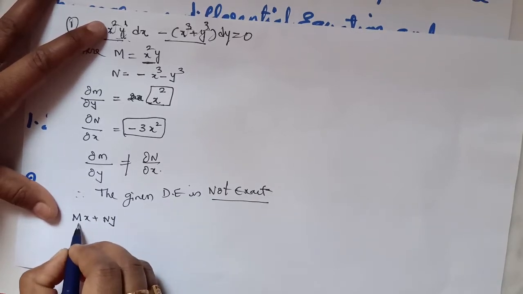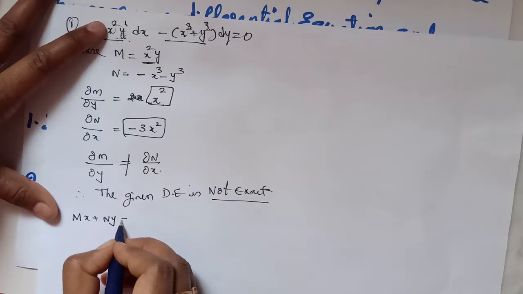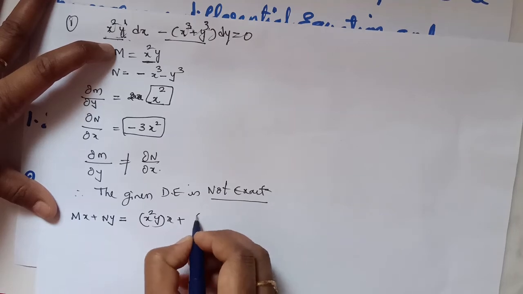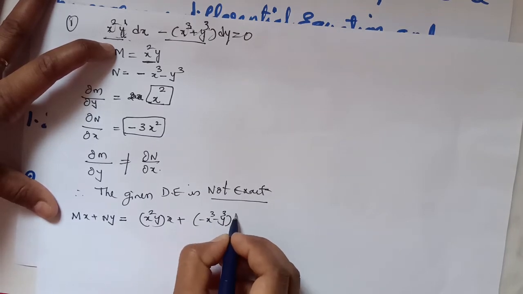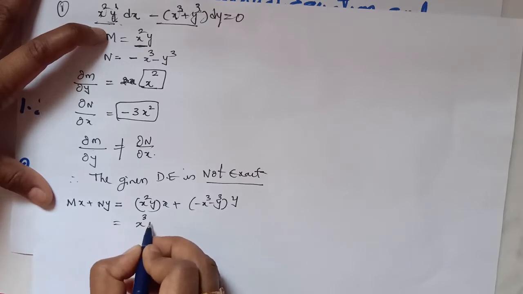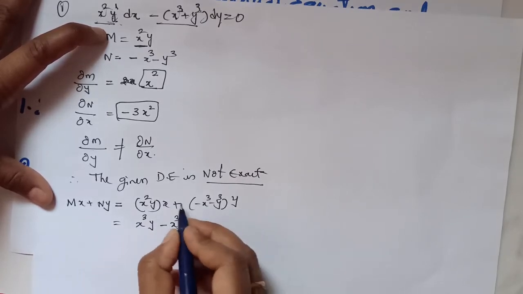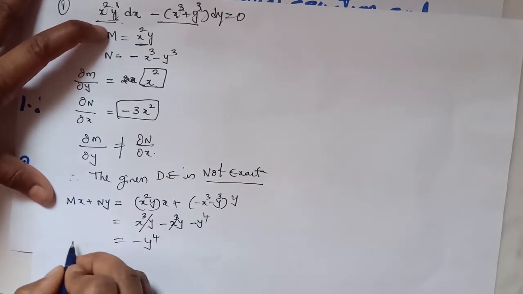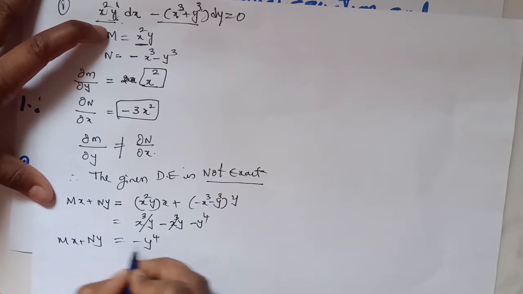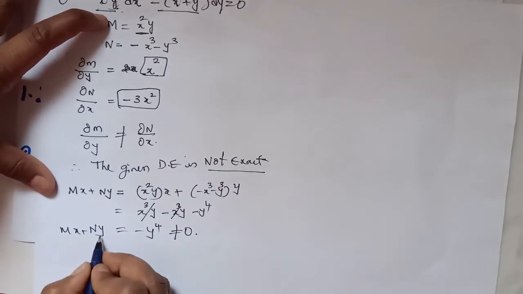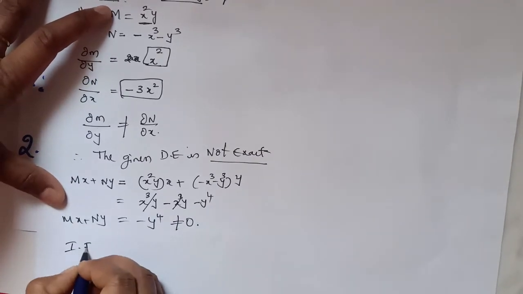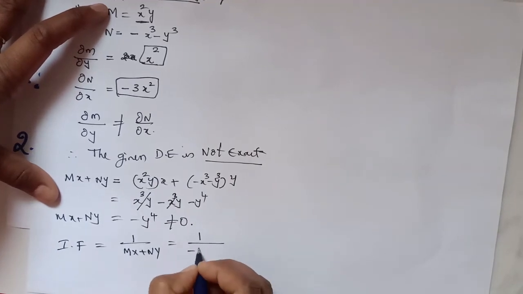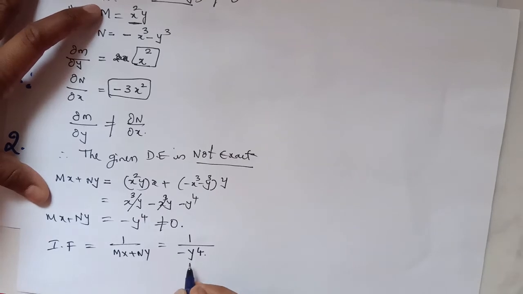So we need to check whether Mx plus Ny is equal to 0 or not equal to 0. M is x square y into x plus N is minus x cube minus y cube into y. So x cube y minus x cube y plus minus y power 4, plus x cube y minus x cube y cancel. We get minus y power 4, which is not equal to 0. Therefore Mx plus Ny is not equal to 0. The integrating factor for this problem is 1 by (Mx plus Ny), that is equal to 1 by minus y power 4. Okay, we got the integrating factor.